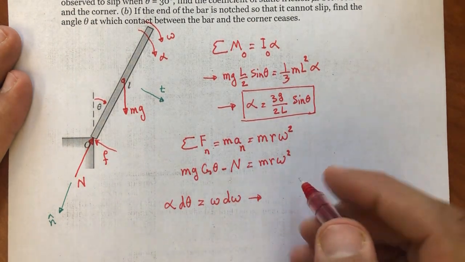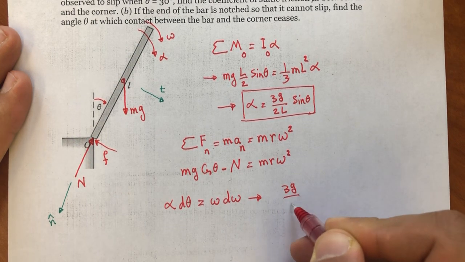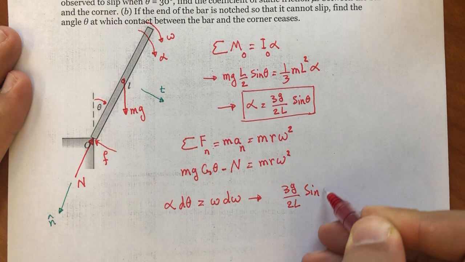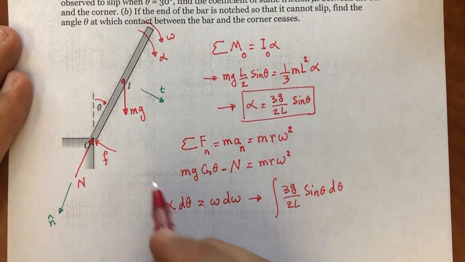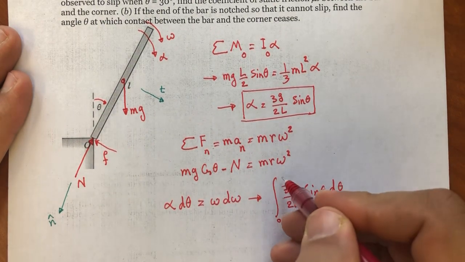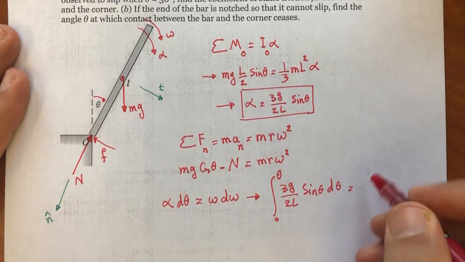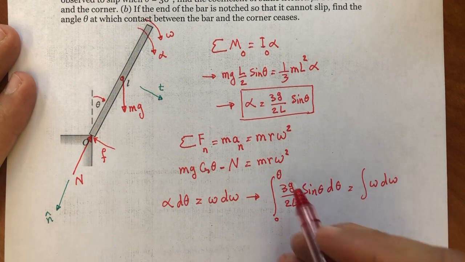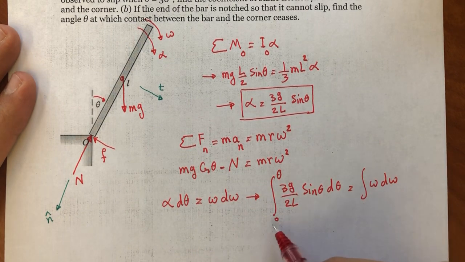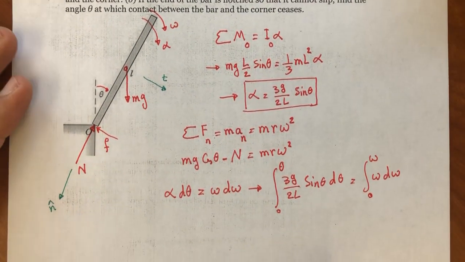So I can find omega from there. So alpha is equal to 3g divided by 2L sine of theta d theta. We are integrating from theta is equal to 0 to any particular theta. It's going to be equal to integral of omega d omega from omega 0 to omega at this theta. Omega when theta is equal to 0, it's 0.